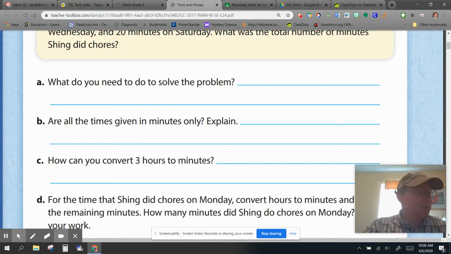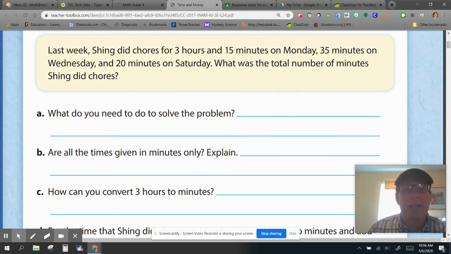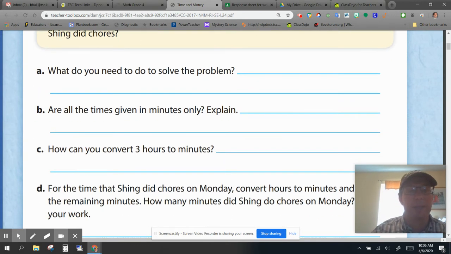So, what do you need to know to solve the problems? Number 1. Well, the problem is Xing did chores for 3 hours 15 minutes on Monday and 35 minutes on Wednesday, 20 minutes on Saturday, total number of minutes. That's the key. It says minutes, so we know we need to convert them all into minutes. I'm getting ahead of myself. So what do you need to know to solve the problem?